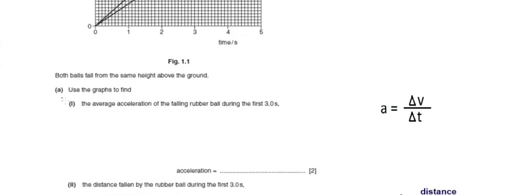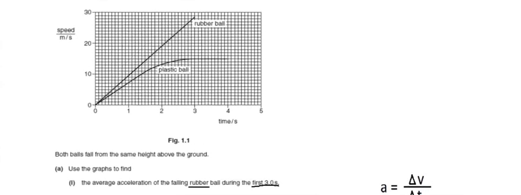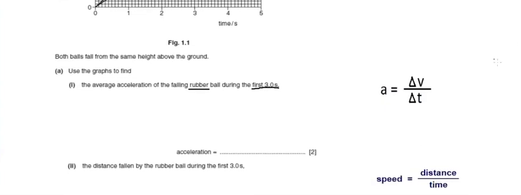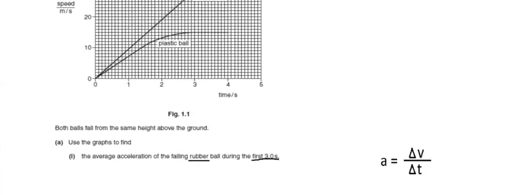So here the question number A: use the graph to find first the average acceleration of the falling rubber ball during the first 3 seconds. For the rubber ball we have the straight inclined line passing through the origin. Since it is a speed time graph, we know the slope is nothing but the acceleration. So here we need to find the slope of this graph to find the acceleration.